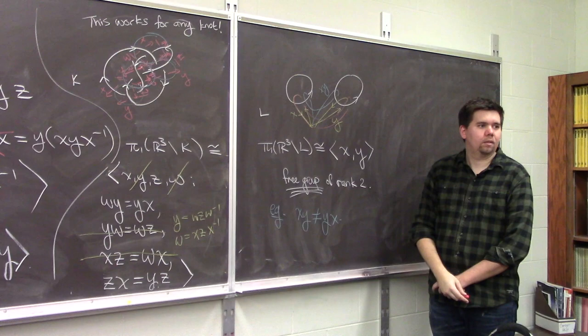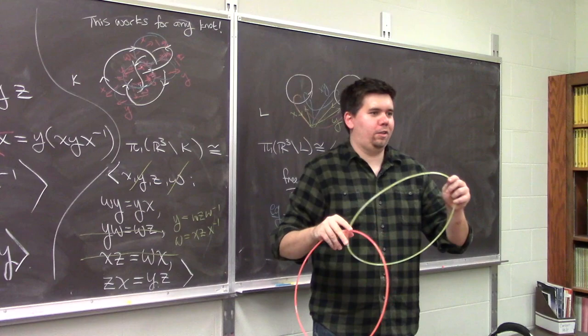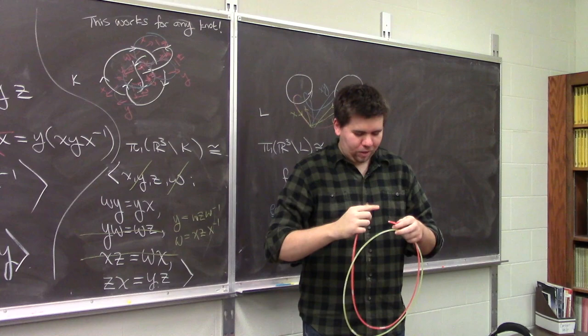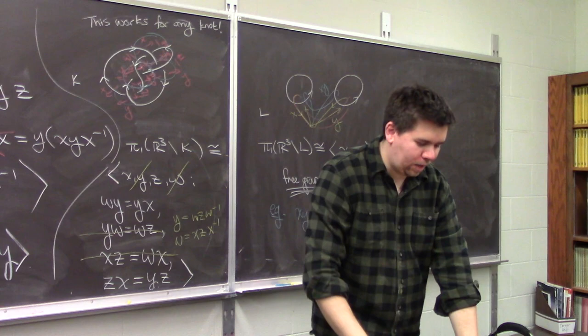One way to do that is you could get two loops, two unconnected loops. Then take a piece of string and go through the one with an x and a y, and then go through the one with a y and an x, and convince yourself that they're not equivalent.